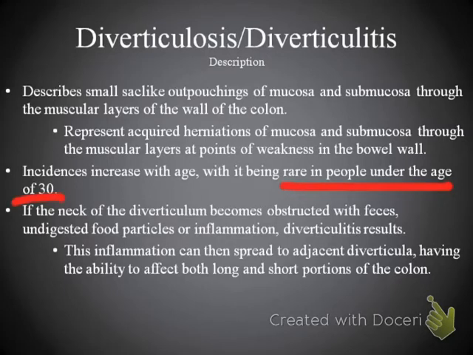to have diverticulosis, diverticulitis. If the neck of the diverticulum becomes obstructed with feces or undigested food particles, or even an inflammation, diverticulitis results. This inflammation can then spread to adjacent diverticula, having the ability to affect both long and short portions of the colon. And so the thing to remember here is what actually causes diverticulosis and what leads to diverticulitis.